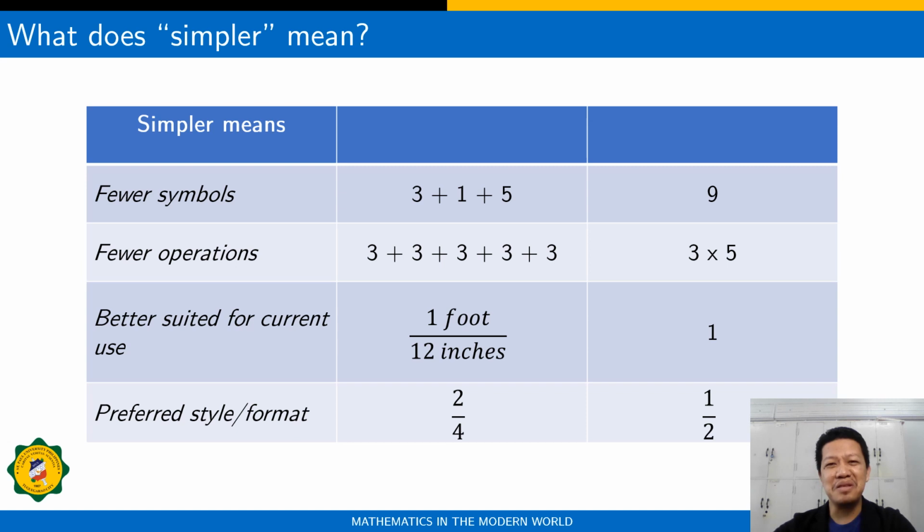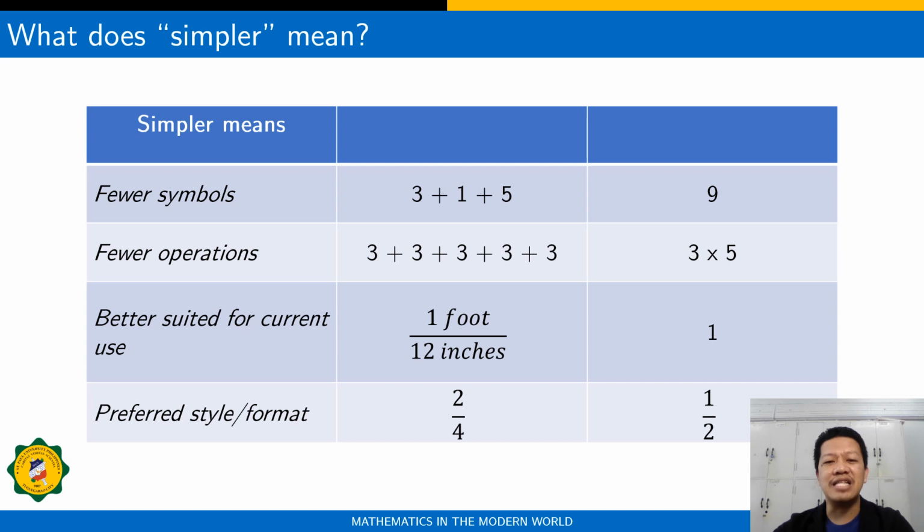When we solve problems in mathematics, most of the time, when we give our answers, it should be in simplest form. So what do we mean by simpler in mathematics? In here, it means fewer symbols. So instead of writing 3 plus 1 plus 5, it can be written as 9. Simpler also means fewer operations. So instead of adding repeatedly like 3 plus 3 plus 3 plus 3 plus 3, you may simply write 3 times 5.